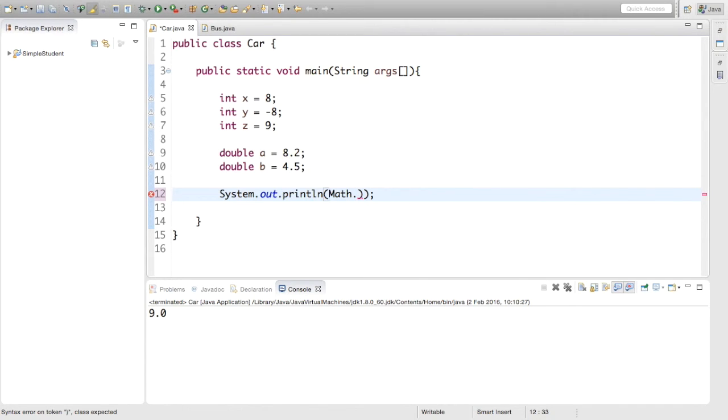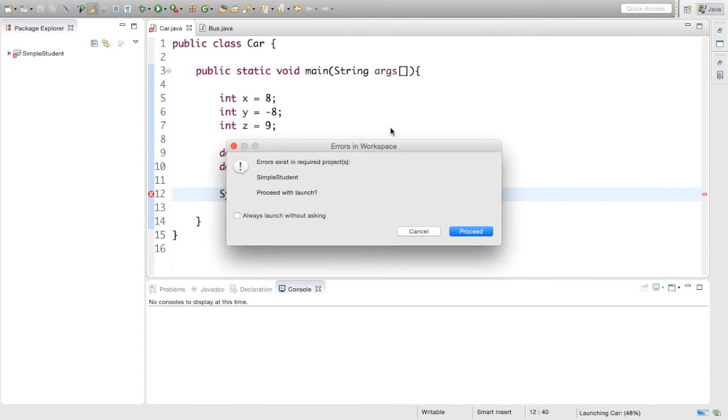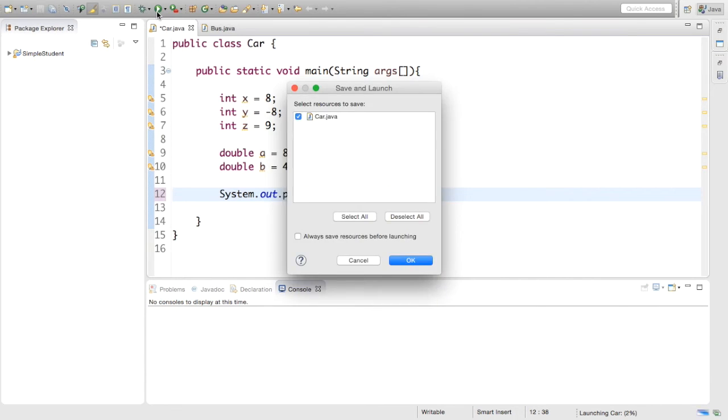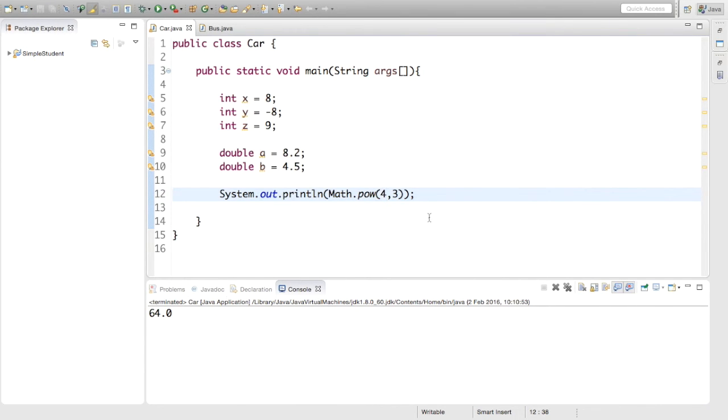Okay, the next method we're going to look at is called pow, and as you probably guessed, it gets the power of a number. So we can say 2 to the power of 3, and this will equal, oh, we've got an extra bracket, sorry. 2 to the power of 3 will equal 8, and 4 to the power of 3 will equal 64. Yeah, so the second number is the power number, and the first number is the number that you are applying the power on.